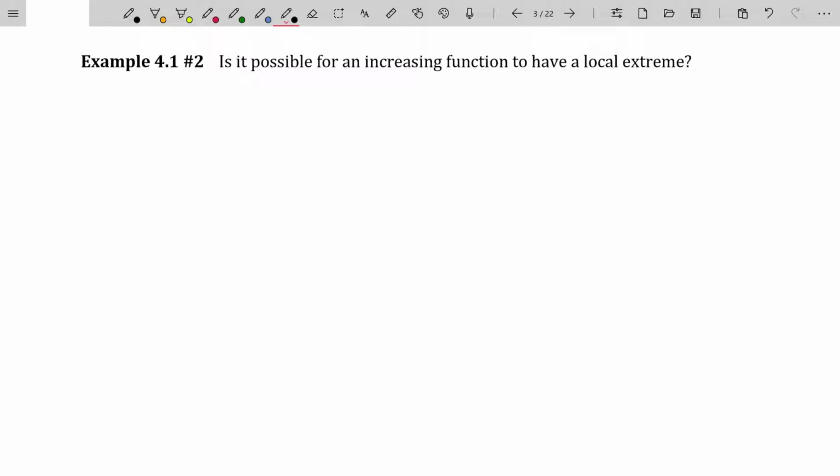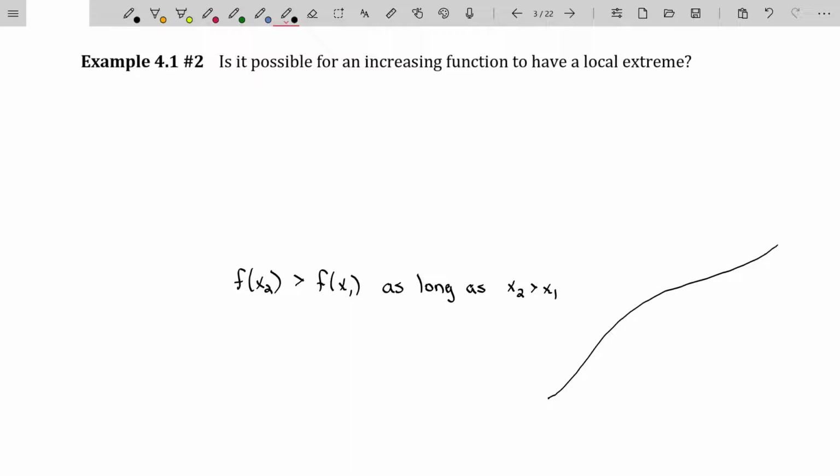Instead, we're going to say that a function is increasing if, as x increases from left to right, the y values increase from bottom to top, I guess. So that is f of x sub 2 is greater than f of x sub 1 as long as x sub 2 is greater than x sub 1. That's how we'll define increasing, which basically means it's got to look something like this. It can't flatten out. It can't do this. Okay, so this would be our definition of an increasing function. Basically, the derivative is positive for all x in the domain of the function.